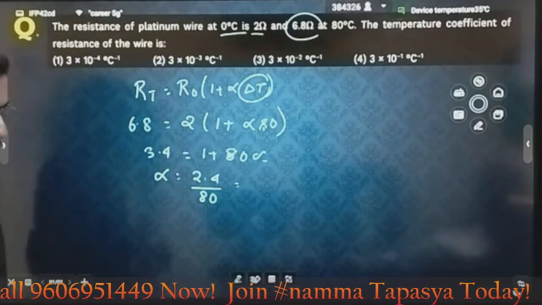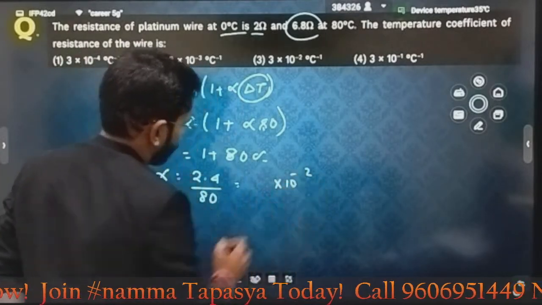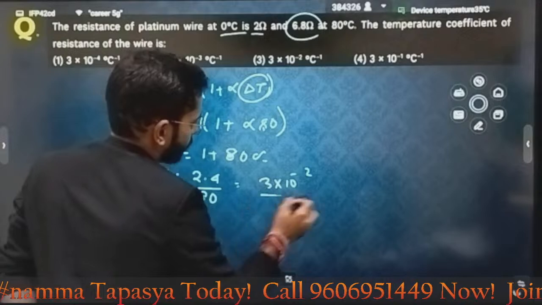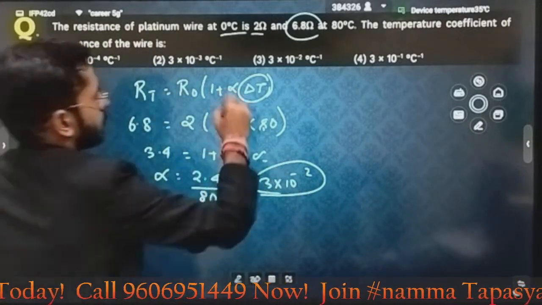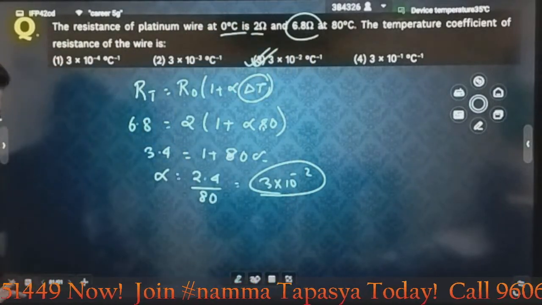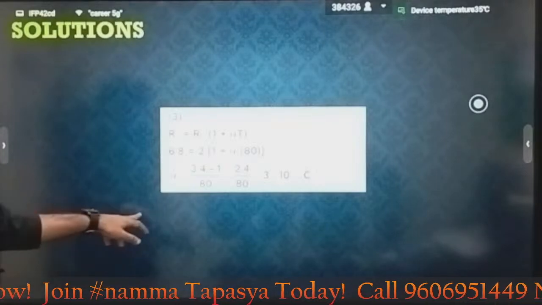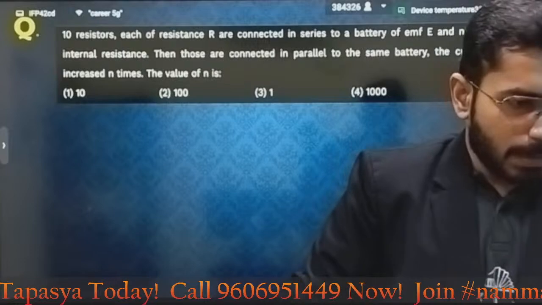Correct. That means it will become 10 power minus 2, and 24 divided by 8, that means 3 into 10 power minus 2. I can say option C is correct. Is it clear? Option C will be simply correct. Any doubt? Move to the next question.